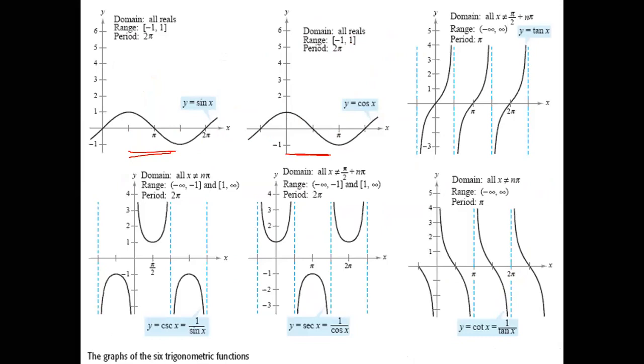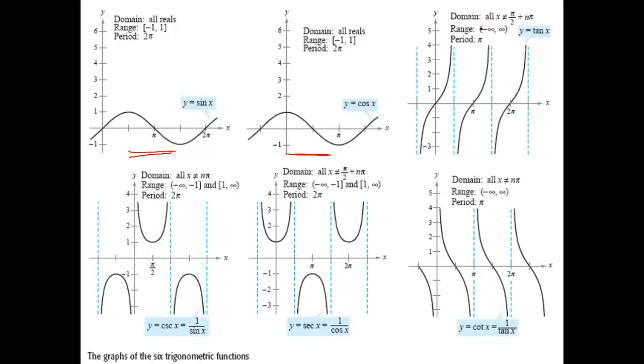Students, just make a note of it. The range is -1 to 1 and the period is 2 pi. When you talk about the tan function, the domain is the set of all real numbers excluding the multiples of pi by 2. Except the multiples of pi by 2, all the other real numbers are in the domain.